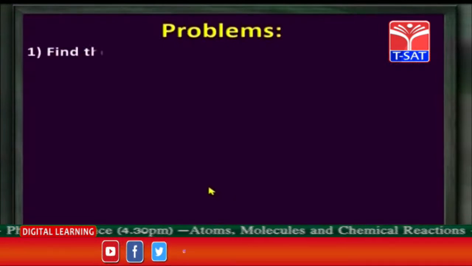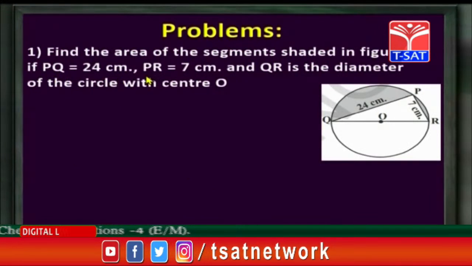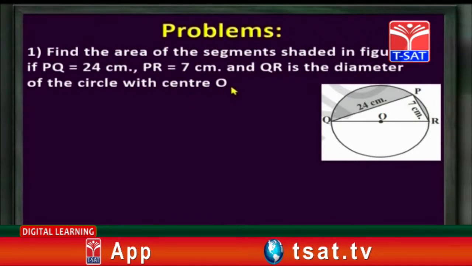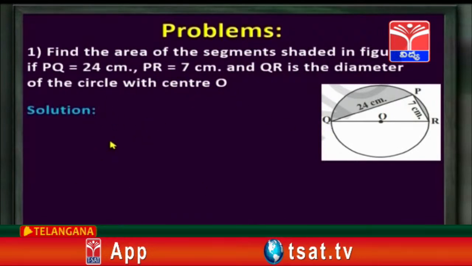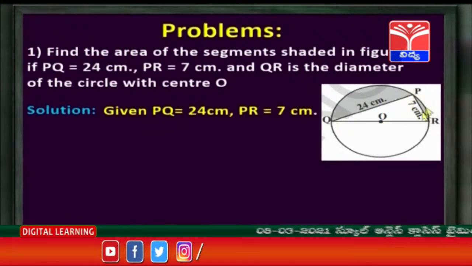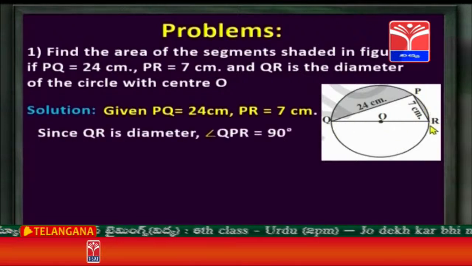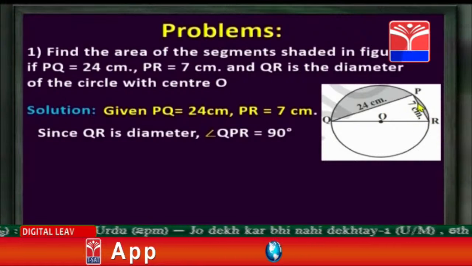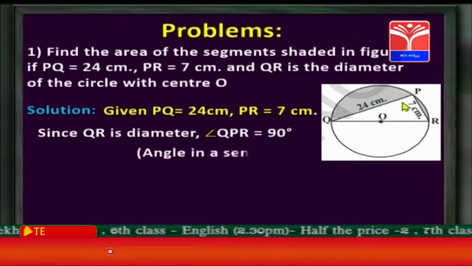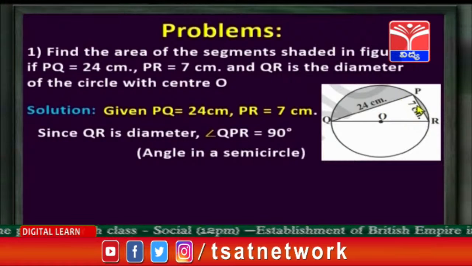Now let us see some problems based on this. Find the area of the segment if PQ is equal to 24, PR is equal to 7 and QR is the diameter of the circle with center O. Let us solve this. Solution: given PQ is equal to 24 and PR is equal to 7. Here QR is a diameter, then angle QPR is equal to 90 degrees. Why is QPR equal to 90 degrees? Because it is an angle in a semicircle. So the angle in a semicircle is always 90 degrees.